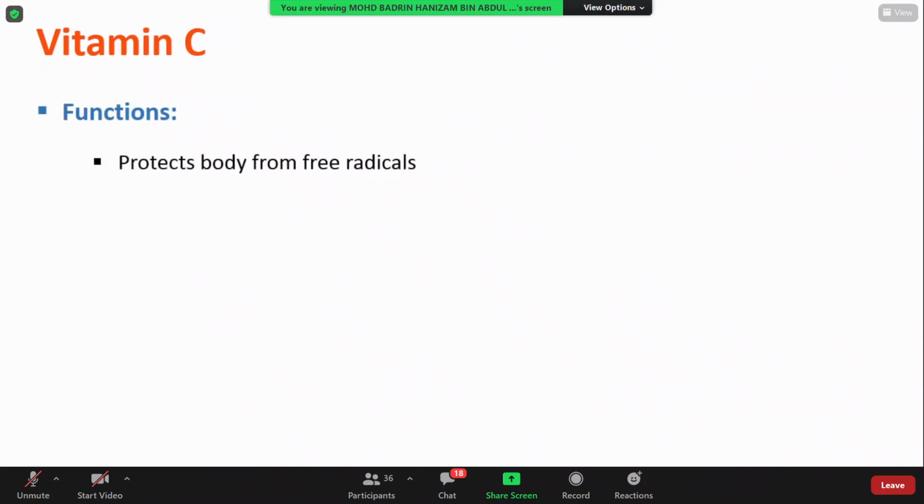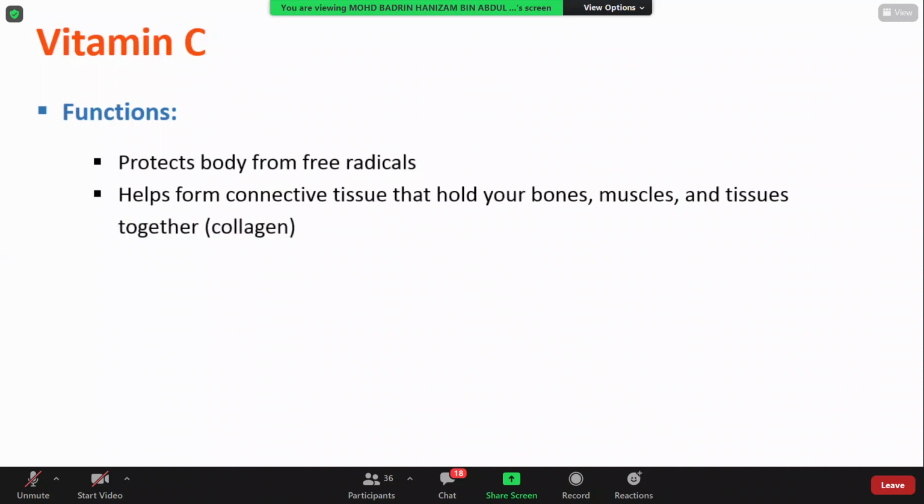So the function of vitamin C is to protect the body from free radicals. This is the most eminent vital property of vitamin C. It protects or scavenges, fights, detoxifies the free radicals that can cause damage to our cells and to the lipids in our cells. It helps form connective tissue that holds your bone and muscle tissue together in the form of collagen.